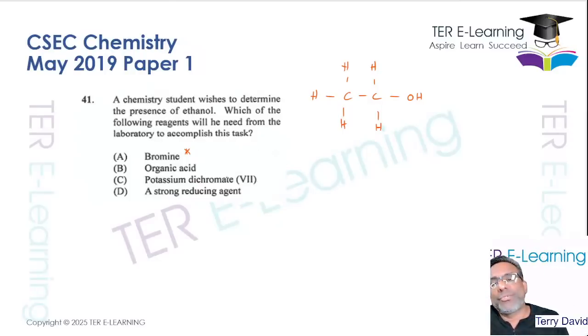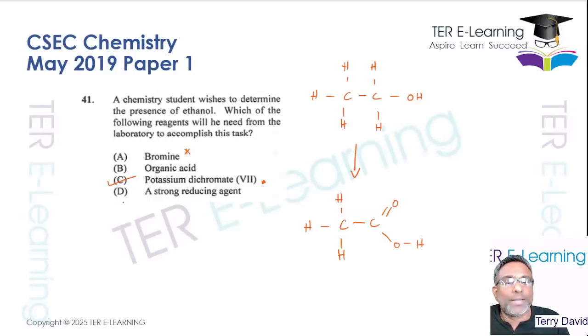When it comes to, let's say, potassium dichromate 6, this one here. What's going to happen is that potassium dichromate 6, when you warm it, the final product is going to be an acid. Now, this here is the reaction that we're going to use to determine the presence of the alcohol. So the answer is going to be C, and here's why. You see the potassium dichromate, this reaction here is an oxidation reaction.